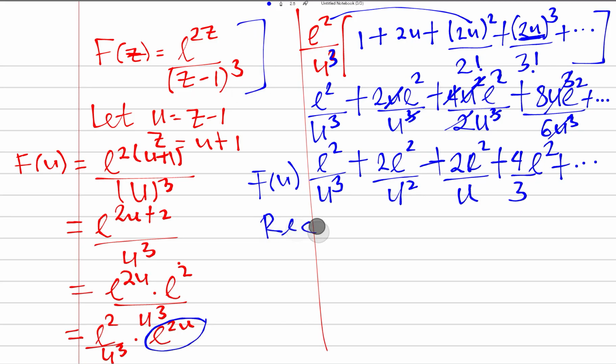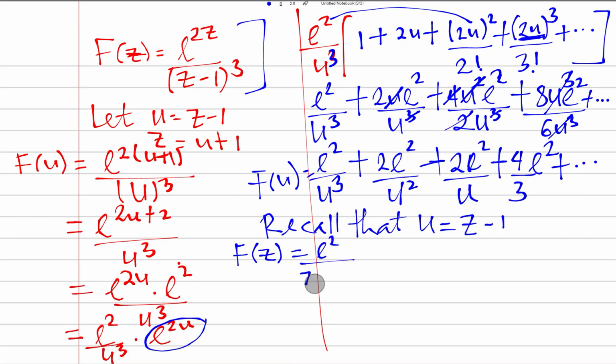You recall that u is equal to what? Your u is z minus 1. So anywhere you see u now, you put z minus 1. So that means our f of z will now be equal to e raised to power 2 over z minus 1 all raised to power 3.